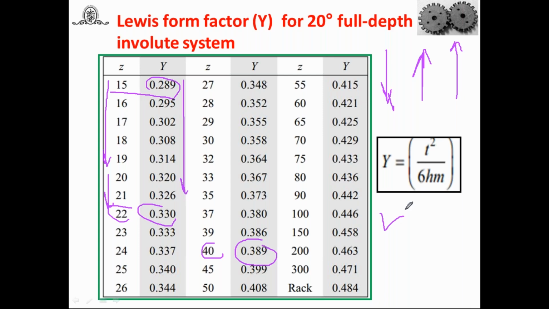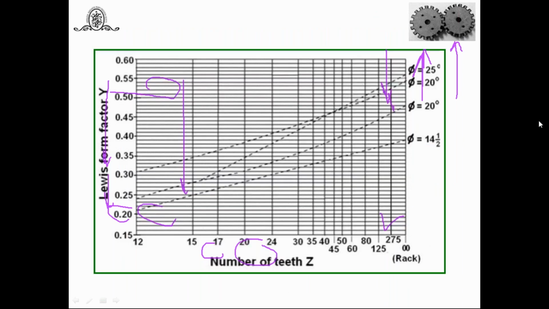Y depends on t, h, m. m depends on d and Z. As the Z increases, Y is also increasing. t and h have a relation with the different involute systems. Involute means 14.5-degree, 20-degree stub, 20-degree full depth involute, and here I have mentioned on a graph also 20-degree stub, 20-degree involute, then 25, likewise.